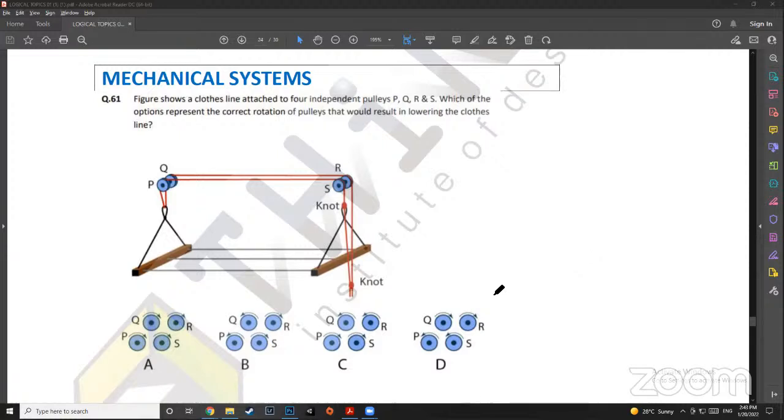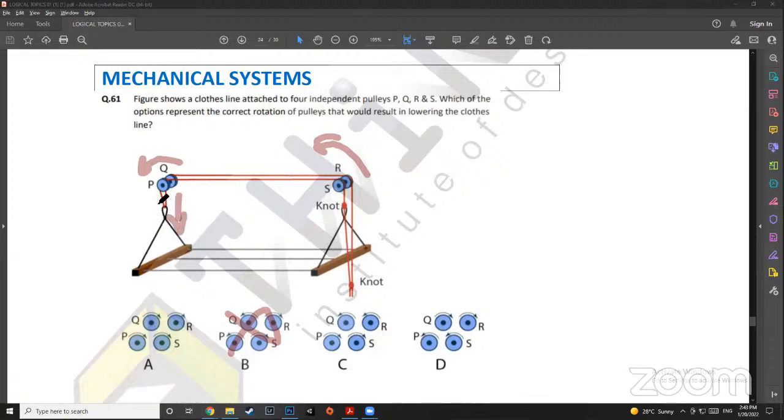So now let us look at the question. Because Q and R are connected, can they rotate in different directions? No. That means Q and R rotating in different directions is wrong. Similarly, P and S rotating in different directions would be the wrong answer. What else can we eliminate? Can Q, R, P, and S, as shown in option A, be rotating in the same direction? All four of them. So if R is rotating here, Q is also rotating here, it will go down, right?